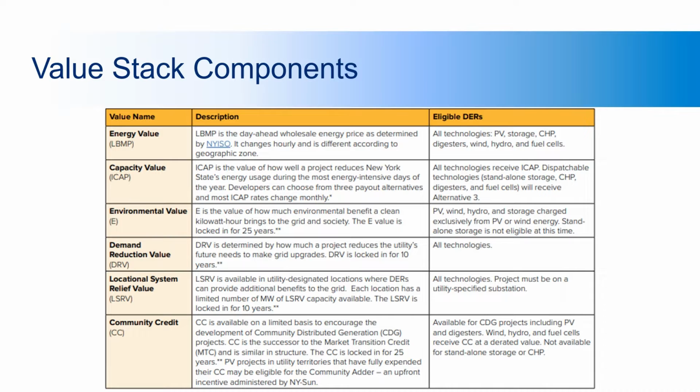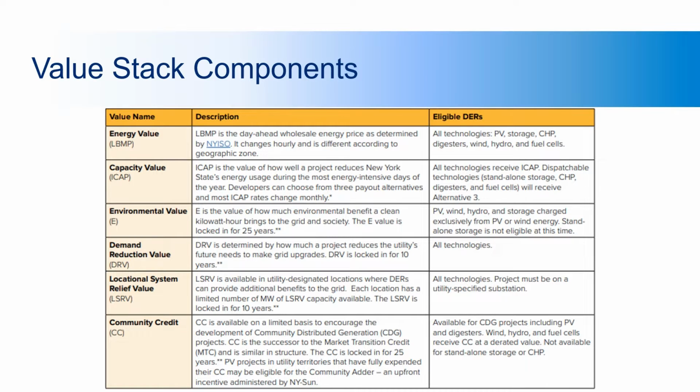The environmental benefit, also referred to as the E value of a project, is available to projects producing clean energy from renewable resources. Solar photovoltaic, or PV projects, and paired PV and storage projects, where the storage is charged exclusively by the solar, qualify for the E value. Standalone storage which charges from the grid is not eligible for the E value.